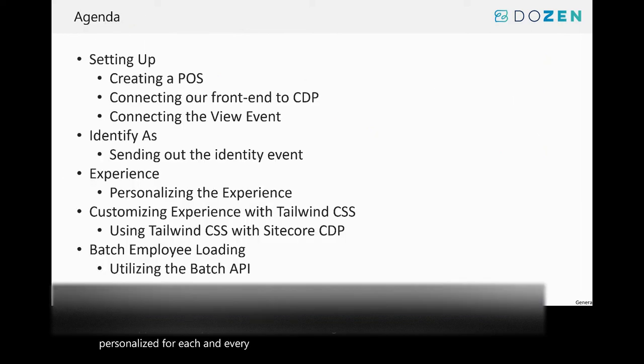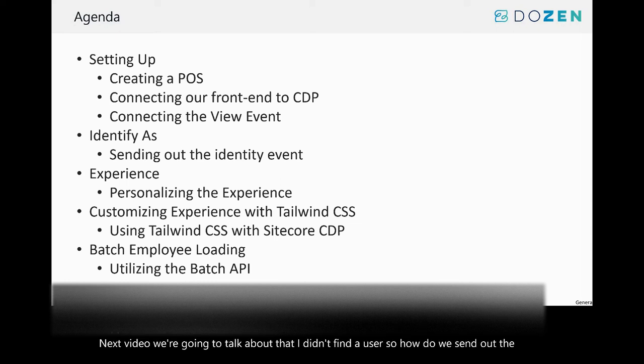Ultimately, our agenda for this whole series is as follows. The next video is going to be about setting up: creating a POS on Boxever or on CDP, understanding what that is and why we do it, connecting our front end to CDP, and connecting the view event, so that every time a user views something, it's tracked within CDP. In the following video, we're going to talk about identifying a user: how do we send out that identity event and when do we send it out?